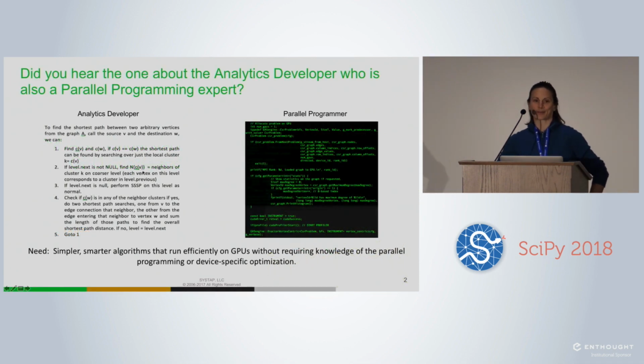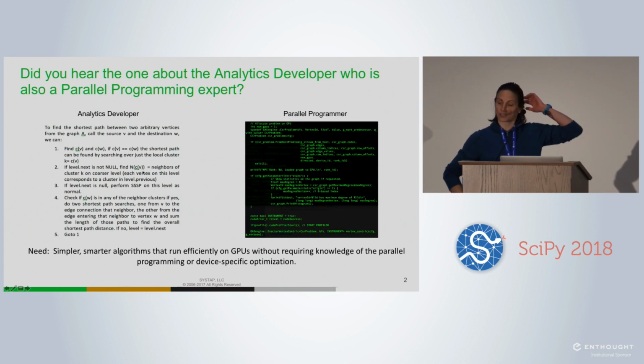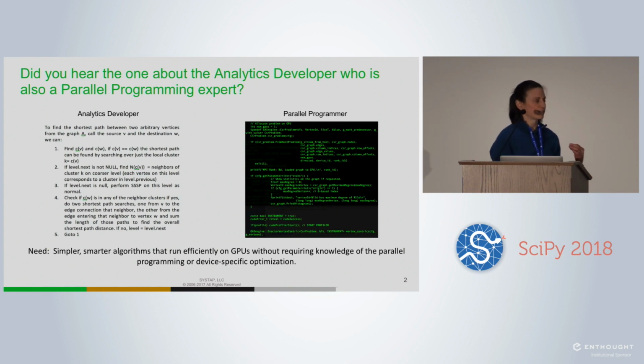I'll just start out with a quick joke here. I don't know if you guys have heard this one. It's about the analytics developer who's also a parallel programming expert. And it's like, oh, right, actually, those are pretty hard to find. The amount of knowledge you need to either be an analytics developer or a parallel programming expert is pretty deep in both. So to have that much depth and that much breadth is pretty difficult.